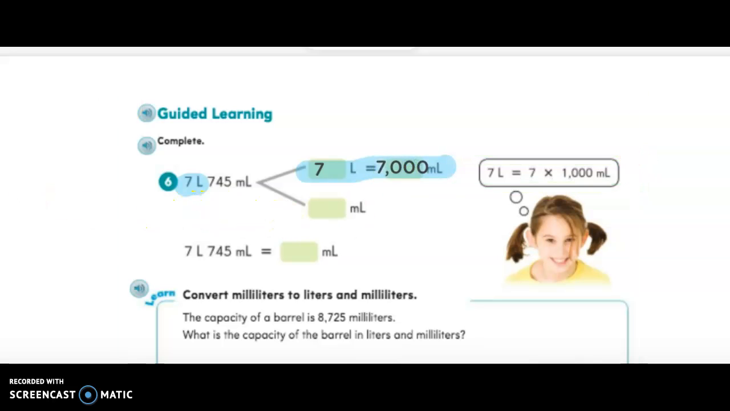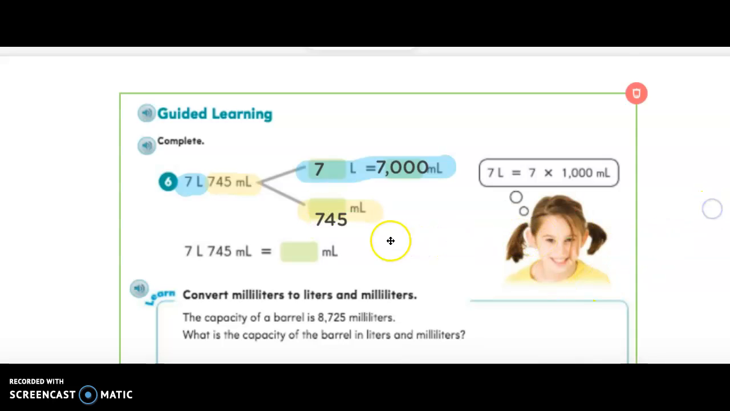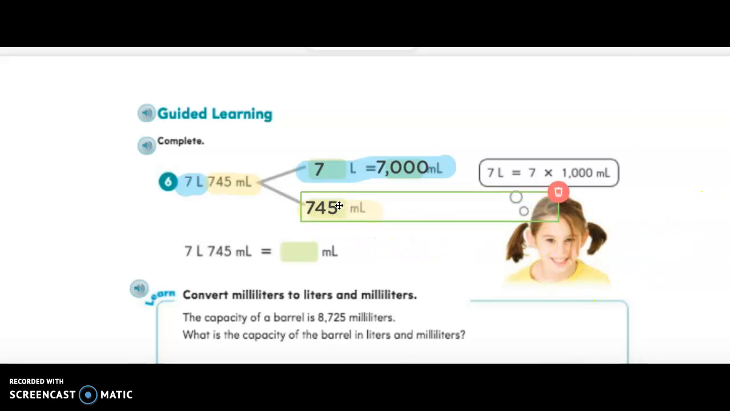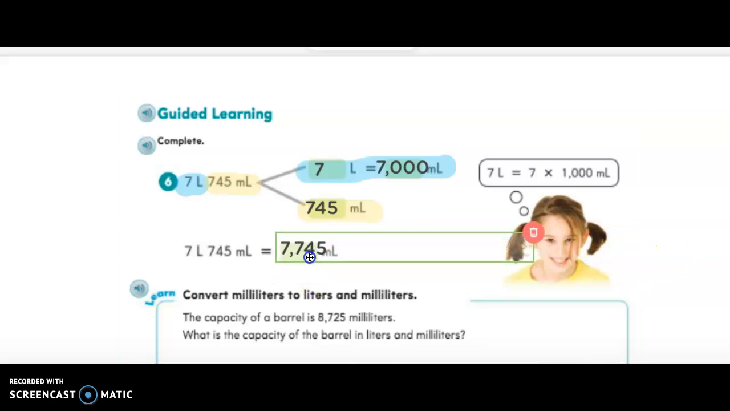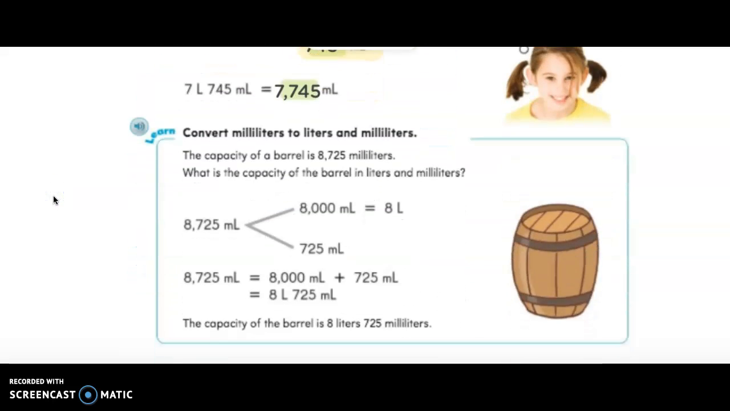And then we also still have left our other milliliters, and we don't want to forget about that. So that comes over here: 745. And then we need to add them together in order to get our final answer. So we are doing the 7,000 plus 745 to get a total of 7,745 milliliters. Very similar to what we've been doing.